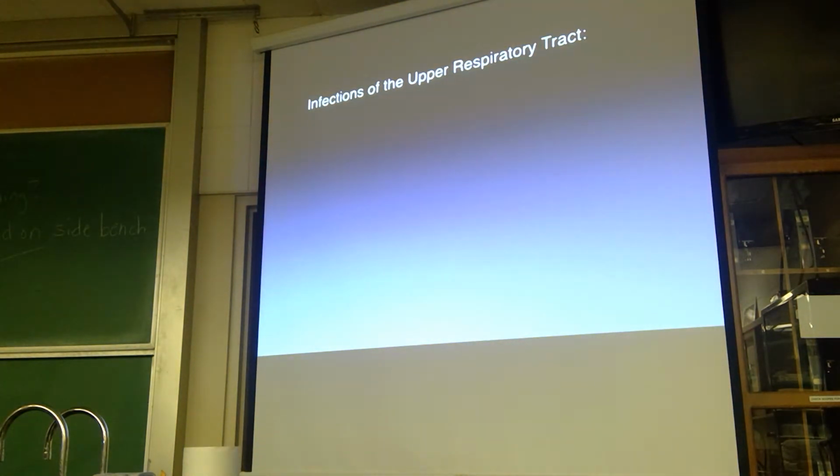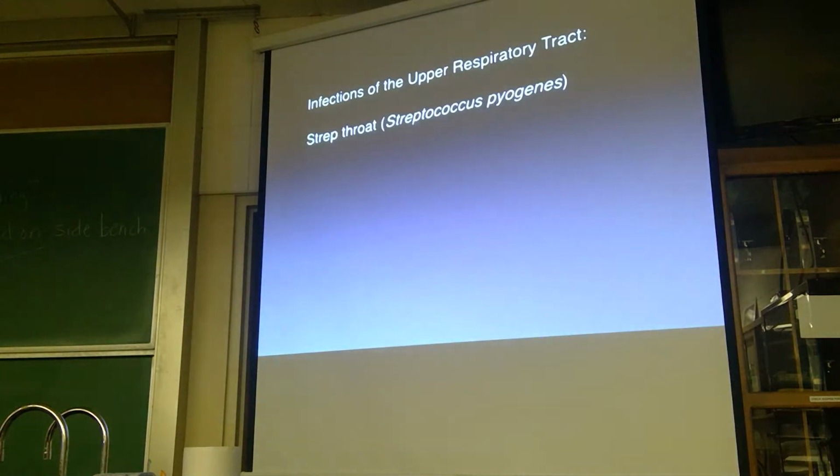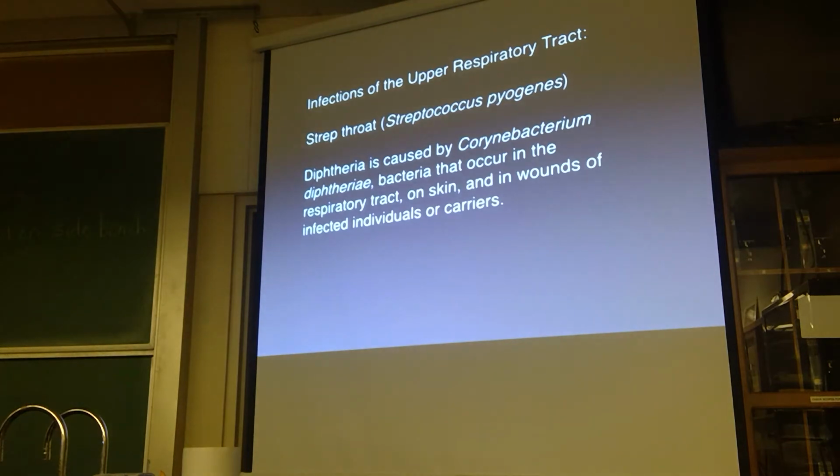So now we're going to infections of the upper respiratory tract, and again we see Streptococcus pyogenes. If you have strep throat, that's where they're in the upper respiratory tract. They're in the pharynx. They're not terribly invasive. They just hang out in the pharynx and produce their toxins that cause scarlet fever, rheumatic fever, etc.